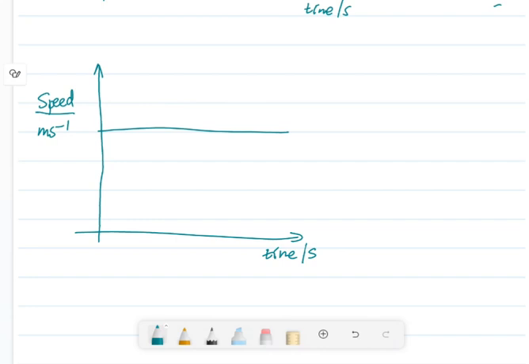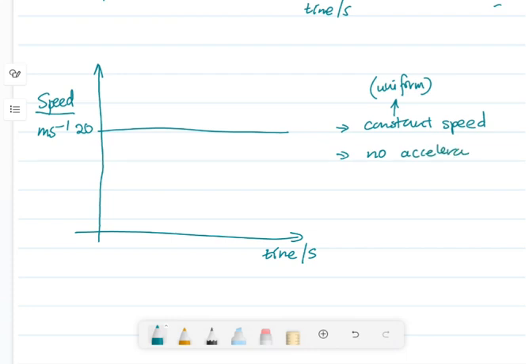Any horizontal line means we have constant speed here. Remember, the word constant means uniform. So in this case, if the speed was 20 here for all the times along, it means it's not changing. And once the speed is not changing, it means there is no acceleration. No acceleration. We must be able to link up these things again.